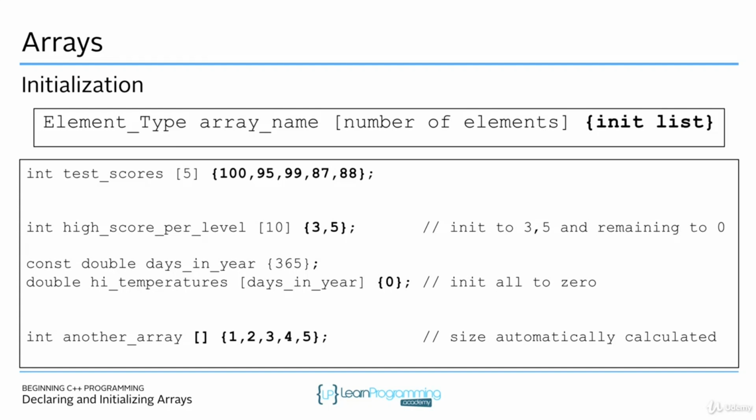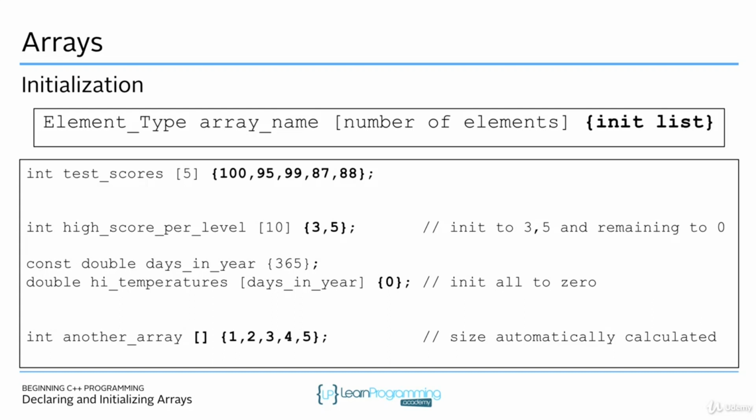We include an initialization list after the declaration. In this list, we can provide as many initializers as we like, separated by commas. In the first example, test scores is initialized to 100, 95, 99, 97, and 88. The initialization works as you would expect. The test scores array element at index 0 is initialized to 100, the element at index 1 to 95, and so on.